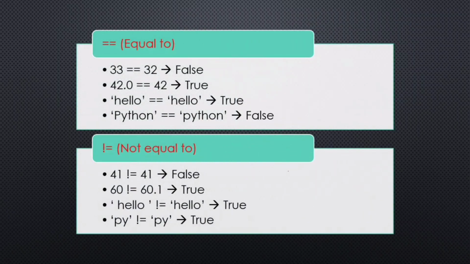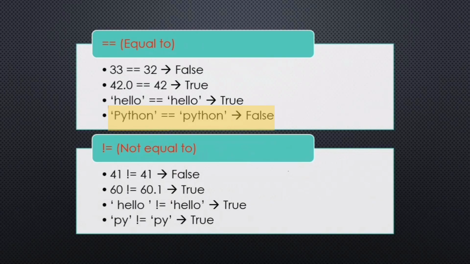Let's move on to the last two. They are equal to and not equal to. We use double equal to sign for this because single equal to is used for assigning a value to a variable. It returns true only if both sides are equal. Not equal to is the opposite of it. They can be used with strings as well.